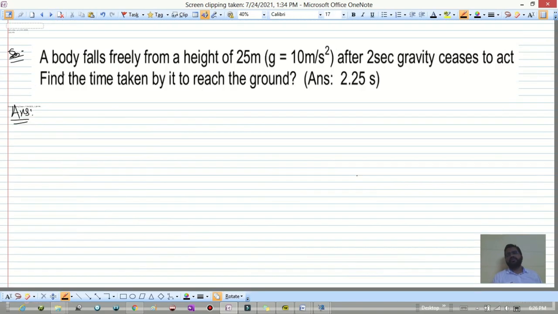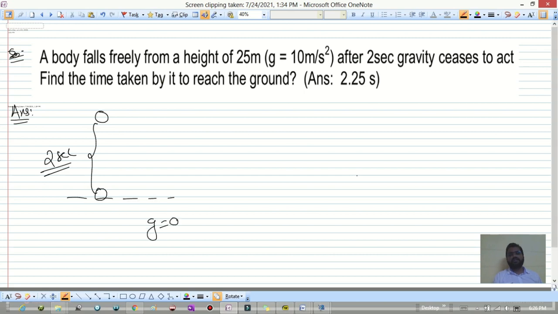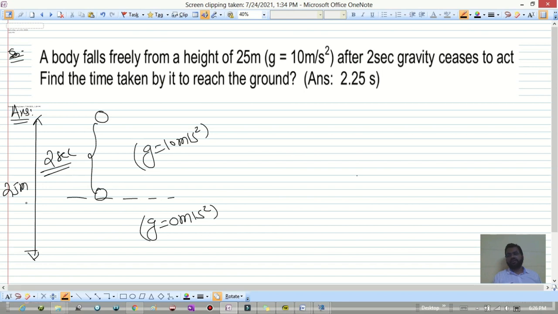Now the 8th question. A body falls freely from a height of 25 meter. After 2 seconds, gravity ceases to act. Find the time taken by it to reach the ground. So see here, a body falls freely, and after 2 seconds, gravity ceases to act. Ceases to act means gravity disappears, 0 meter per second squared over here. Over here, g is 10 meter per second squared. And we want the time of fall, the total time required to reach the 25 meter distance. Now in 2 seconds, what is the distance traveled? How to find? It is half g into t squared.